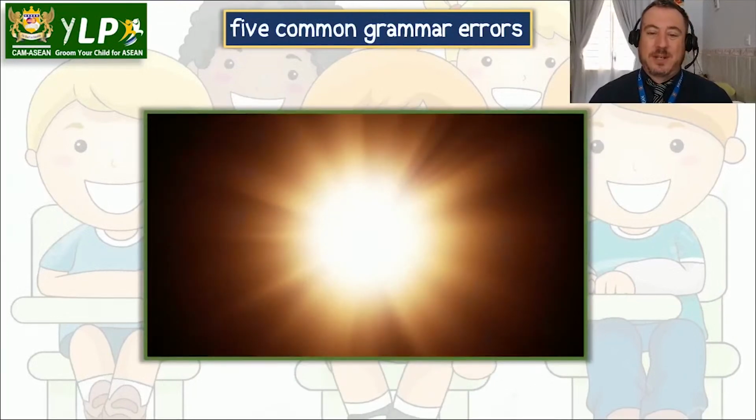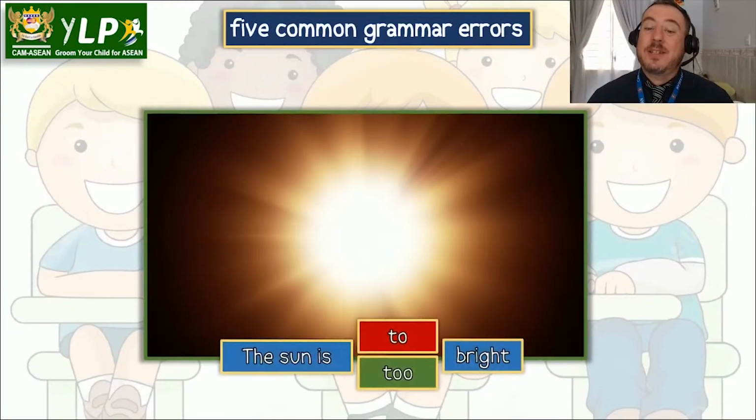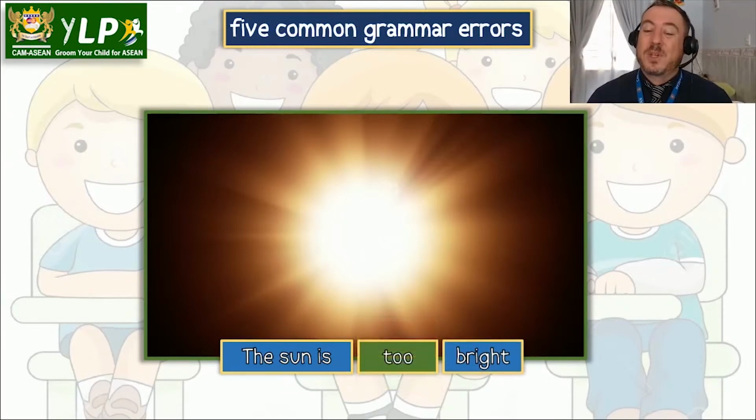Okay, what's this? Oh, that looks very bright. The sun is too bright. Is it the red too or the green too? I think that this one, it means too much. Too much. It's too bright. I cannot see properly. It's too bright. So I think it's the green one. Too with two O's.